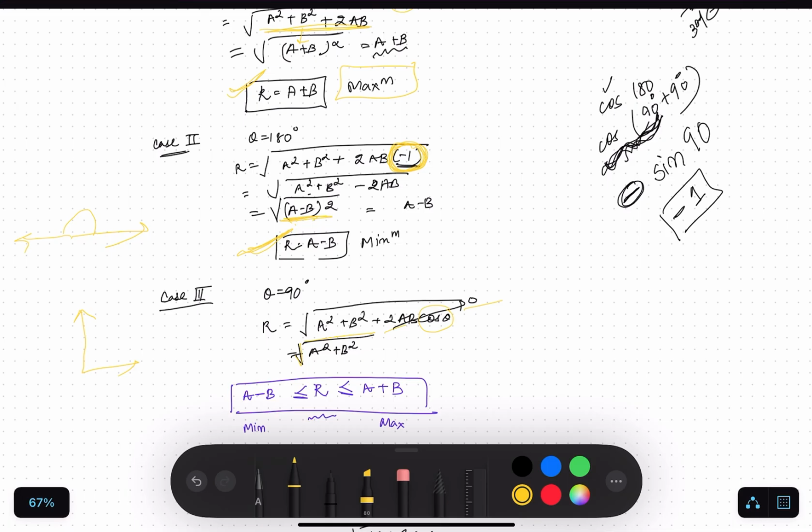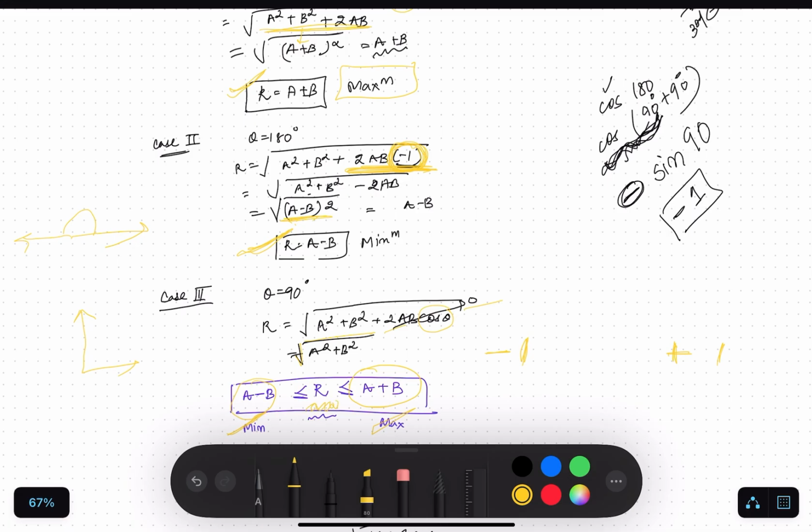Now how can I say a minus b is the minimum and a plus b is the maximum? Because every other time you will get some value in between. What is the maximum value of cos? It is plus 1. What is the minimum value of cos? Minus 1. So if I put the maximum value of cos in the formula, I will get the maximum resultant. If I put the minimum value of cos, I will get the minimum resultant. So a minus b would be my minimum and a plus b would be maximum. Every other magnitude will always lie in between these two.